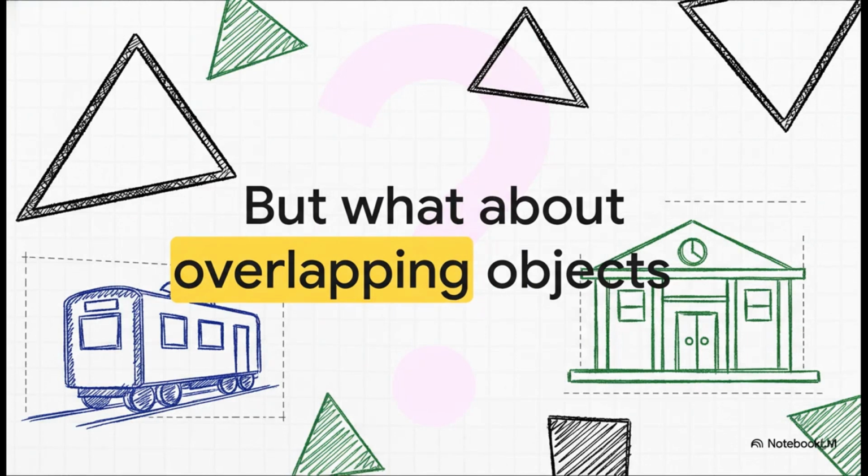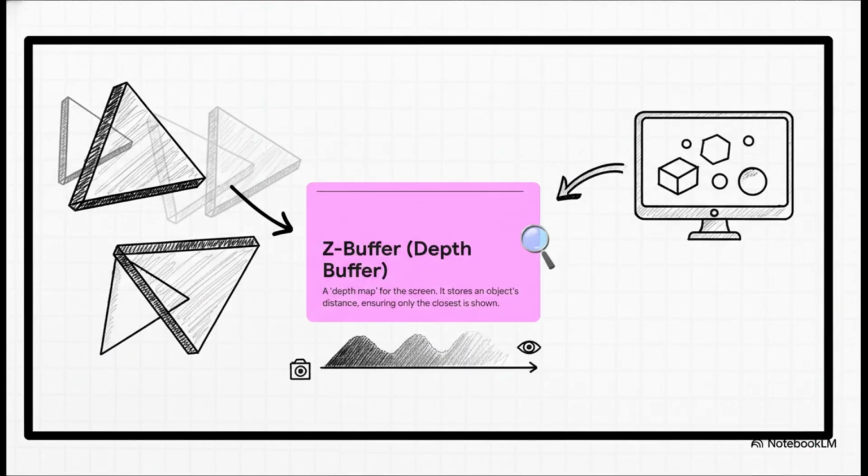But wait a second. This brings up a huge problem. What happens when you have a bunch of triangles overlapping in the same spot? How does the computer possibly know that the train is supposed to be in front of the station and not behind it? The solution is actually super clever. It's called the Z-buffer. Think of it like a depth map for your screen. For every single pixel, it keeps track of how far away the object covering it is from the camera. So if a new triangle shows up, but it's behind what's already there, the GPU just throws it away. Simple as that. Only the closest thing makes the cut.